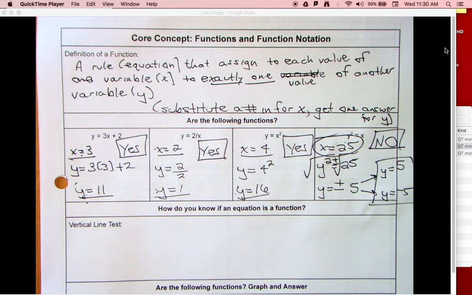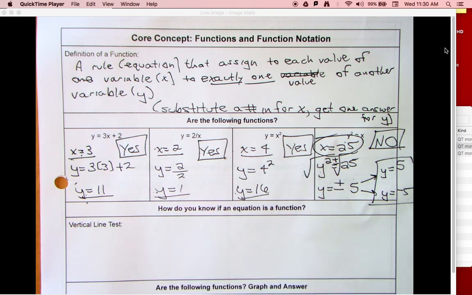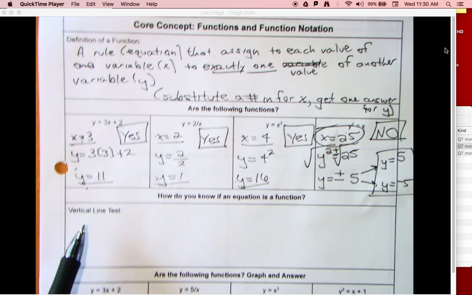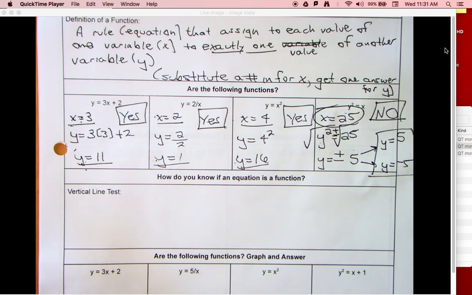Now, these are just simple examples of functions and not a function. How can we tell by looking at an equation? An easier way to look at an equation and determine it's a function. The easiest way to do this is this thing called the vertical line test. It requires a little bit of graphing, and then you do this vertical line test.